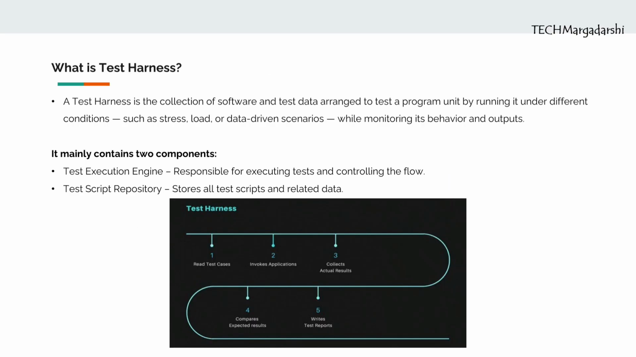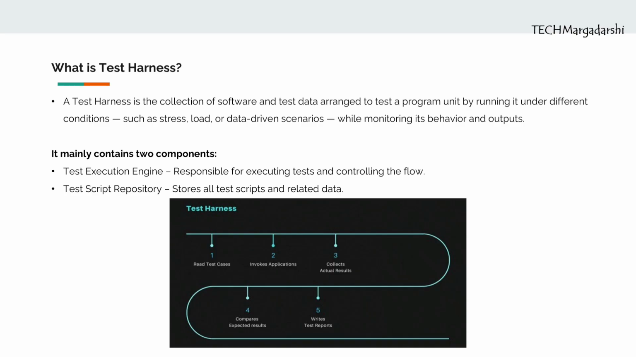Now, here is the next question. What is test harness? A test harness is basically a collection of software and test data used to test a program unit under different conditions like stress, load, or data driven scenarios while monitoring its behavior and outputs. Think of it like a testing framework. It provides the environment, the inputs, and the controls to check how the software behaves.